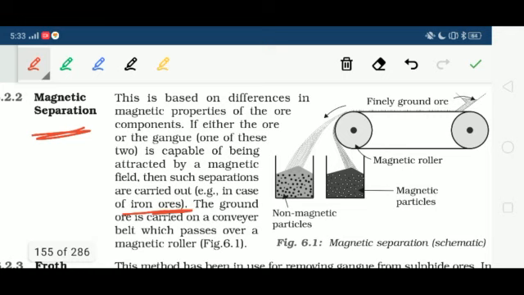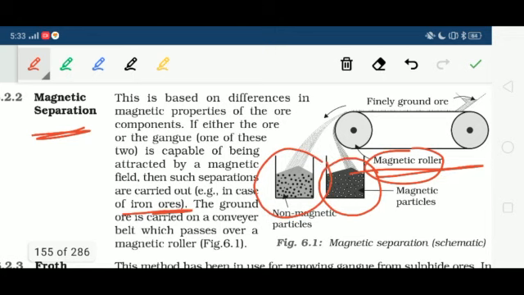So the ground ore, that means the powdered ore, is carried on a conveyor belt. This is the conveyor belt which passes over a magnetic roller. So this is your magnetic roller. When the powdered ore is passed over this magnetic roller, the magnetic iron ore will be attracted towards the roller and collected in the container present near the roller, whereas the non-magnetic gangue particles will be pushed away from the roller and collected separately in another container.